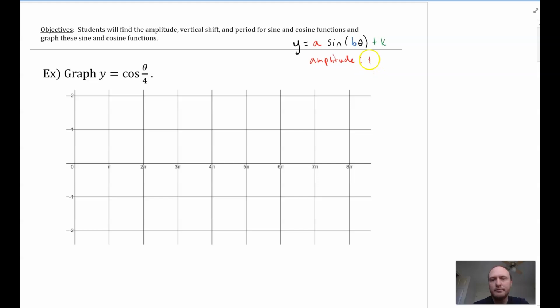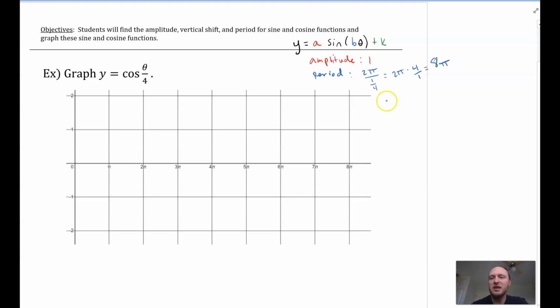All right, so if you look at this, clearly our amplitude in this situation is 1. We have a period which is 2 pi over b. In this case, our b value is 1/4. So 2 pi divided by 1/4 ends up being 2 pi multiplied times 4 over 1, right? And when you divide by a fraction, you multiply by the reciprocal. You learned that in 6th grade, 7th grade? You remember that. Okay, so 2 pi times 4 is 8 pi. So there's our period, 8 pi.